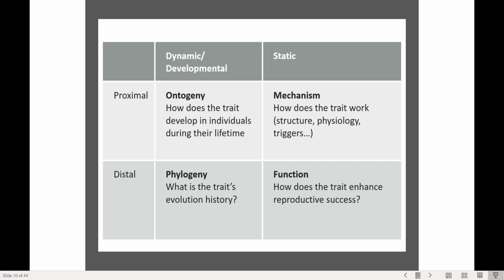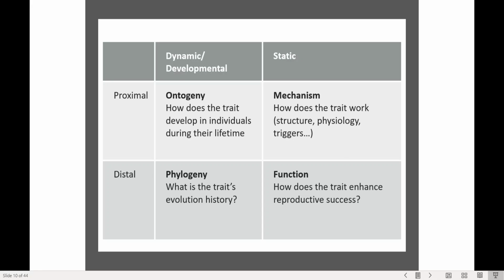Proximal mechanisms can be looked at from a static perspective, so looking at the mechanisms, how a specific trait works, so the structure, the physiology, what triggers certain behaviors, and also ontogeny, how does a trait develop within an individual over their personal lifetime. Whereas distal processes are concerned with long-term trajectories, on one hand understanding why did a specific trait evolve over many generations, and what does the trait actually do in terms of enhancing reproductive success.